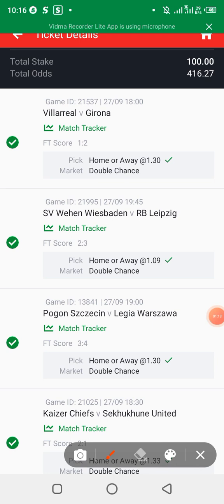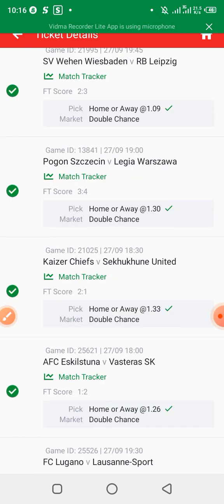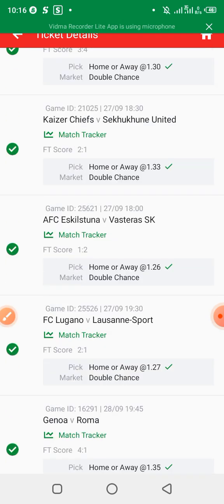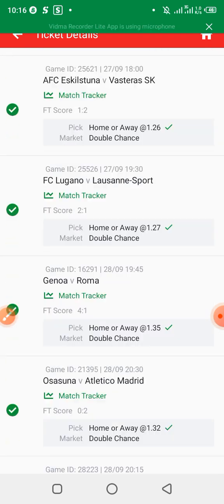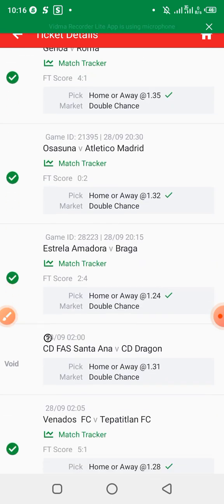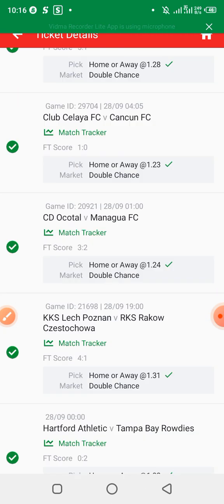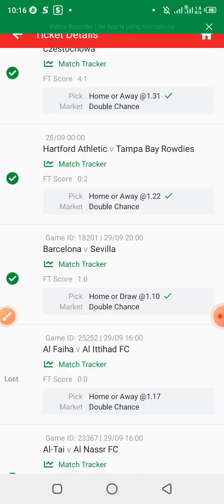This is the 400 odd ticket I predicted the other time that you saw and were amazed by, but unfortunately a few games, like 4 games, caught it. You can see everything is home or away, and most of it ended in a 1 goal difference, and some ended in a very large goal difference, but unfortunately a few of the games lost. So betting is not always 100%, and no strategy is always 100%.